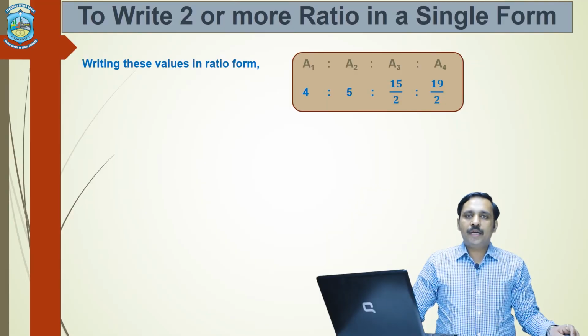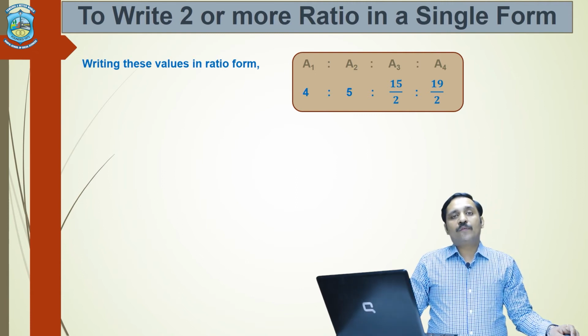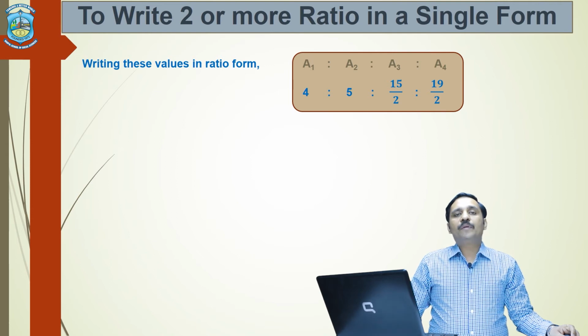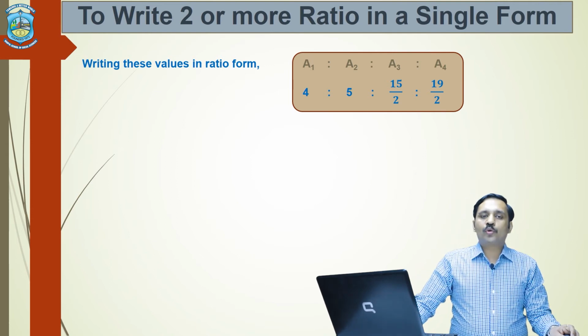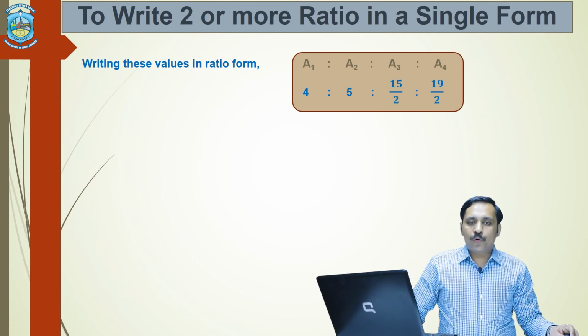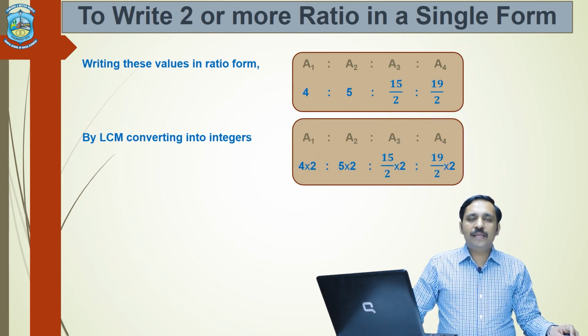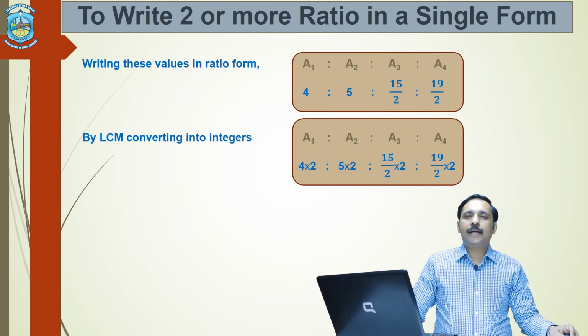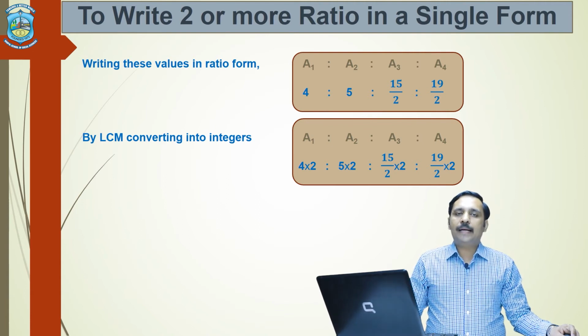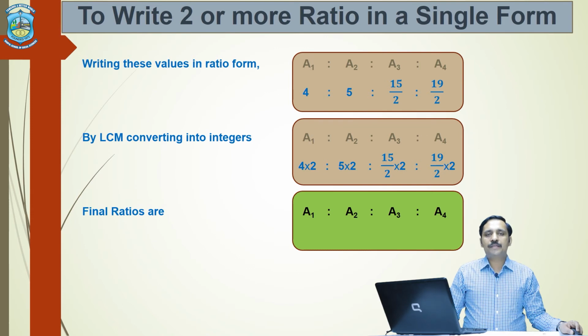Now we write the values in terms of ratios. Here we got A1 is to A2 is to A3 is to A4 as 4 is to 5 is to 15 by 2 is to 19 by 2. Since we have already seen in the properties of ratio that we represent a ratio as whole numbers, converting this into whole numbers we get 4 into 2, 5 into 2, 15 by 2 into 2 and 19 by 2 into 2. We have just taken the LCM and divided by the common factor. Hence our numbers reduce to 8 is to 10 is to 15 is to 19. This is the required compound ratio.